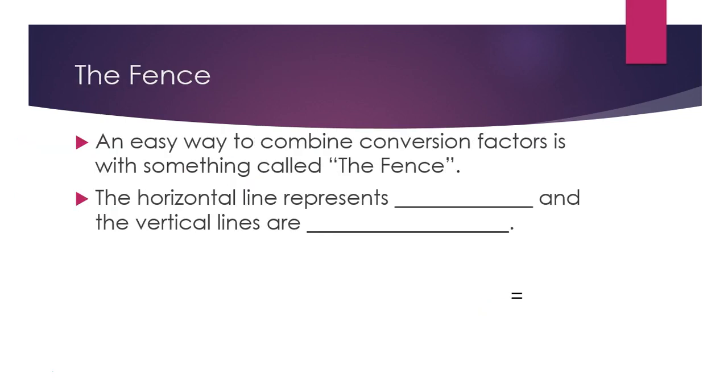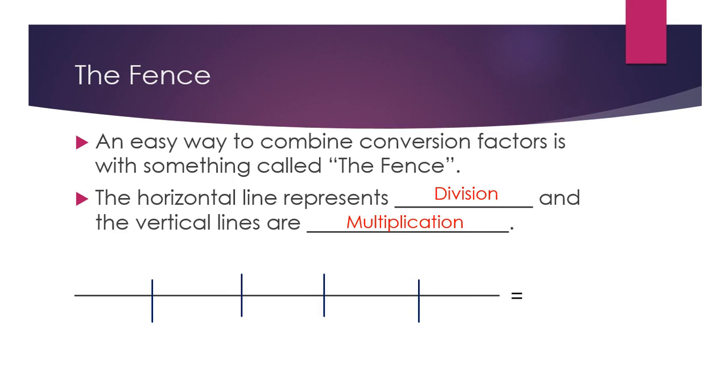All right, so to simplify things, we use something called the fence. Right? So a fence literally just looks like a fence. And the horizontal line in the fence will represent division, and the vertical lines will represent multiplication. So here's an example of a fence. We see that we have the horizontal line and the vertical lines.